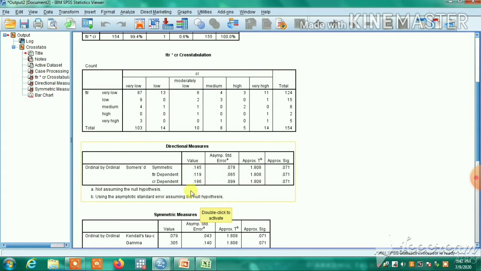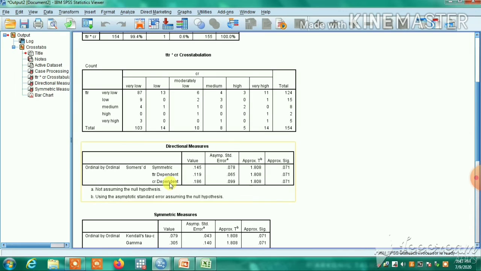How can we interpret this? It means that we have to convert it in terms of percentage. It means that if we consider the tourist's arrival as independent variable, then we can predict correctly 18.6%, that means improvement in our prediction for the dependent variable or the outcome variable, that means COVID cases.